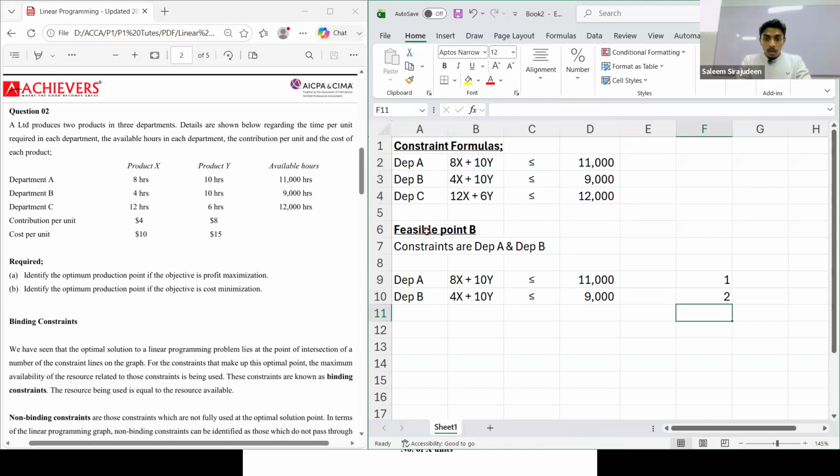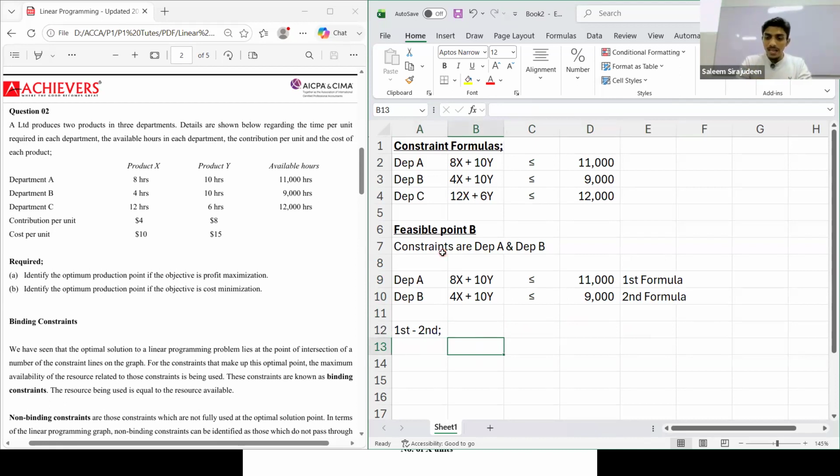So now, do we have any common factor? Yes, we have that common factor. So now what we have to do? This is your first formula. This is your second formula. Now what we have to do? From the first formula, we deduct the second formula. So first minus second.